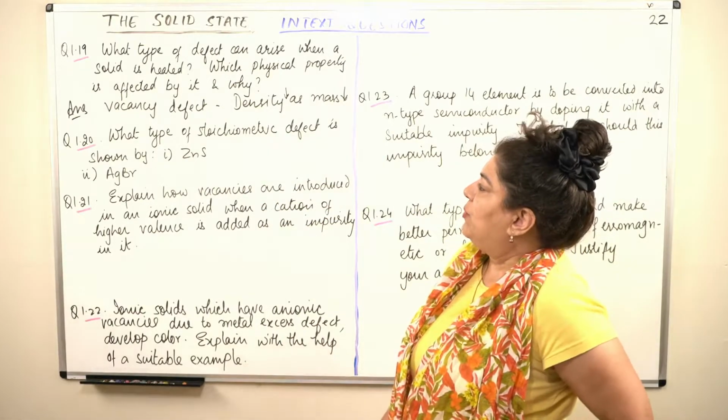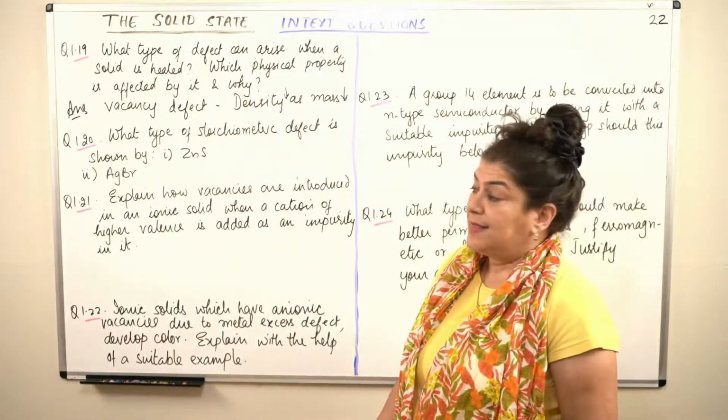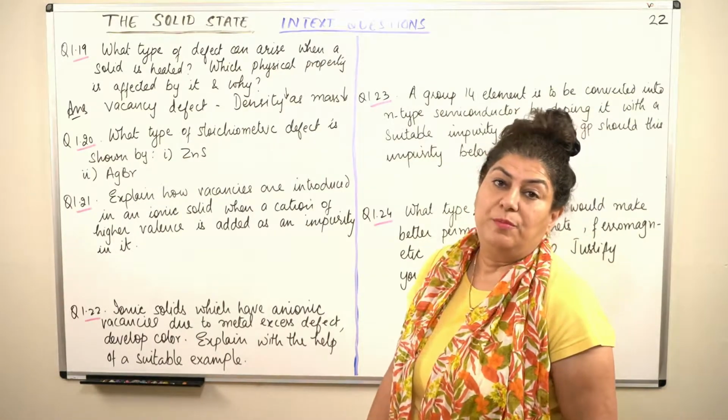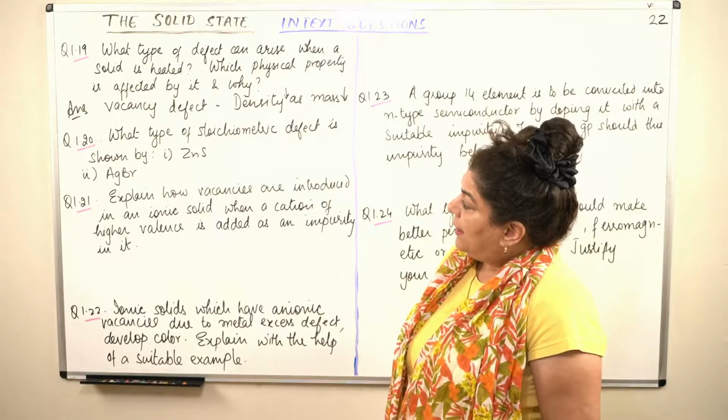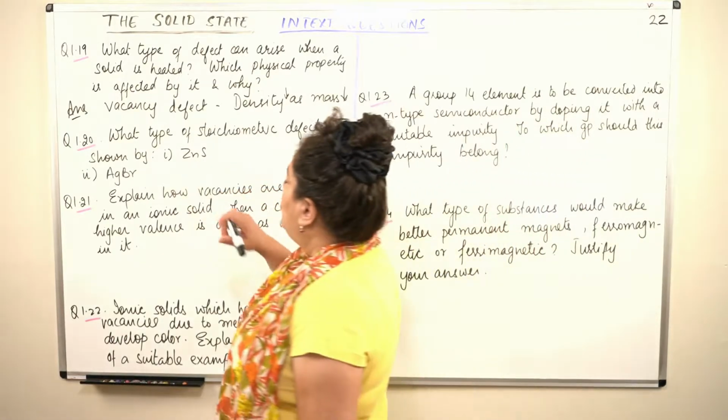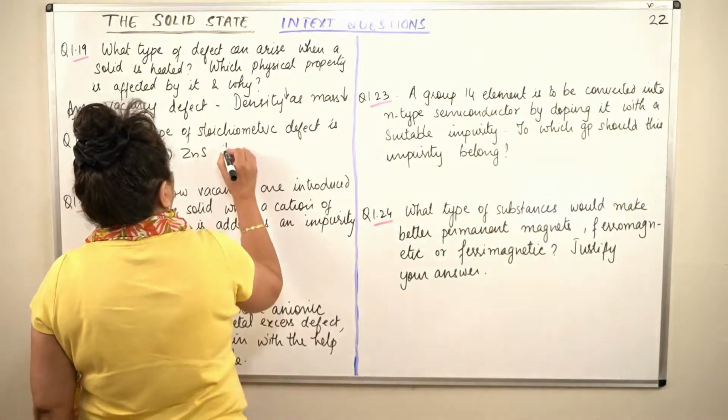Now this is question 1.20. What type of stoichiometric defect is shown by zinc sulfide and silver bromide? Zinc sulfide shows Frenkel defect.